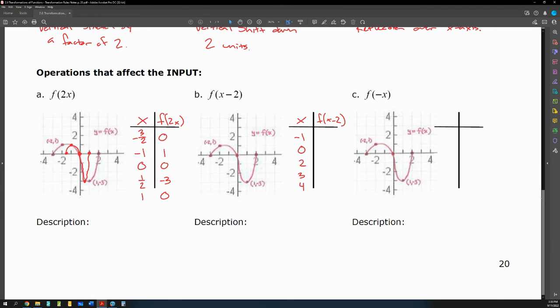All of our function outputs, again, remain the same. So we have 0, 1, 0, -3, and 0. So now we have the graph here. We have -1, 0, 0, 1, 2, 0, 3, -3, and 4, 0.